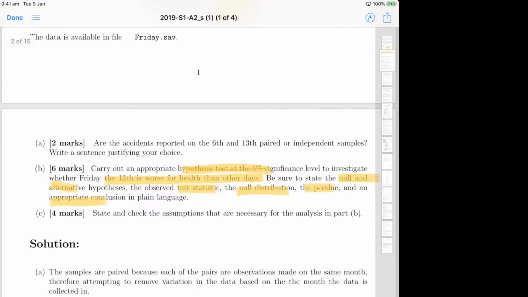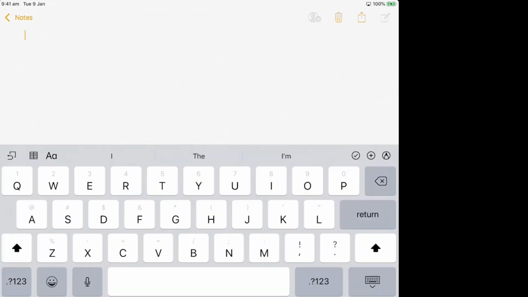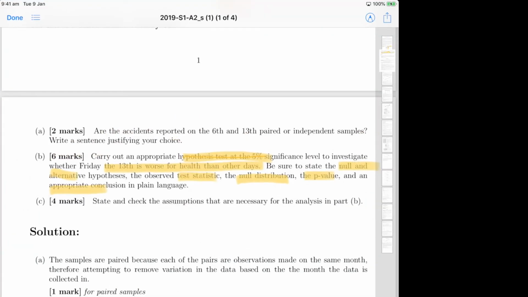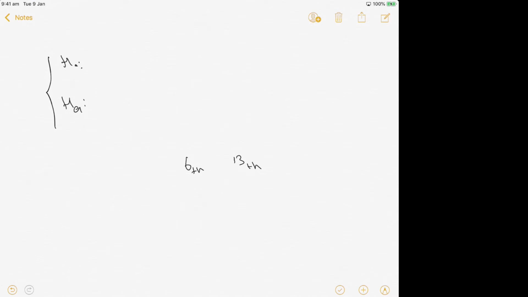First of all, we want to write the null and alternative hypothesis. How do we write that? The null hypothesis and alternative hypothesis. If you read the question carefully, the question is telling us the 13th is worse than the 6th. Look, the question is asking whether Friday the 13th is worse for health than other days. So because the question is asking whether the 13th is worse, it is one-sided.